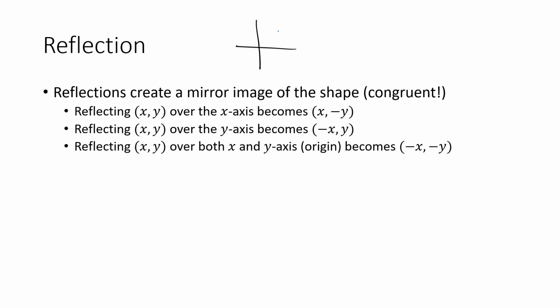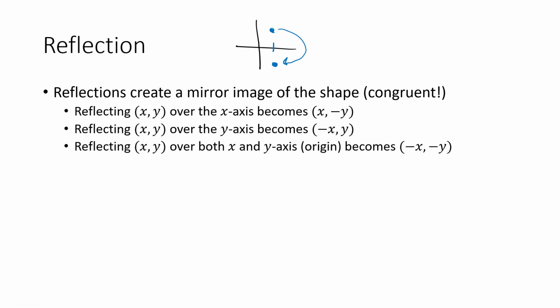and we've got a point up here in the first quadrant, and we reflect it over the x-axis, so it's going to be down here. Notice the x value stays the same, but the y is now negative. So when we reflect over the x-axis, the y-coordinate is what changes and becomes negative.